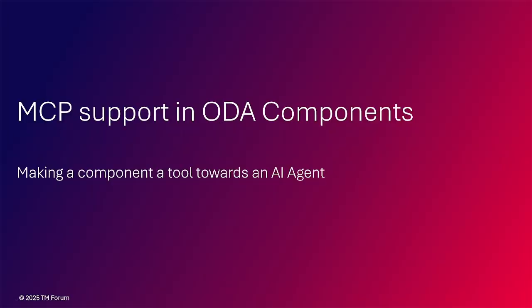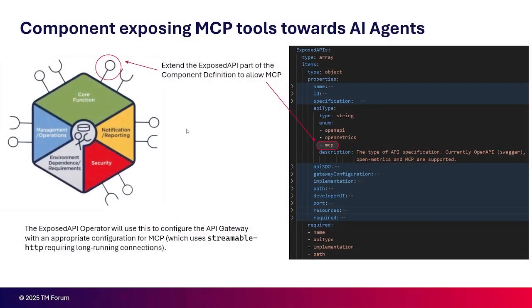So the first question is how to build MCP support into ODA components to make them available as tools for AI agents. This actually has quite a straightforward answer. Our existing component patterns already include a declarative model for exposing API services, and components already expose multiple APIs beyond the TM Forum functional APIs, supporting cross-industry standards like open metrics and open telemetry. Extending components to expose MCP APIs was as simple as expanding the enumeration to include MCP, which is then consumed by the API operators.